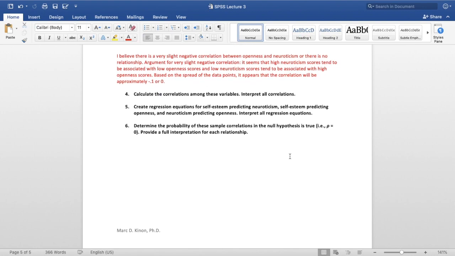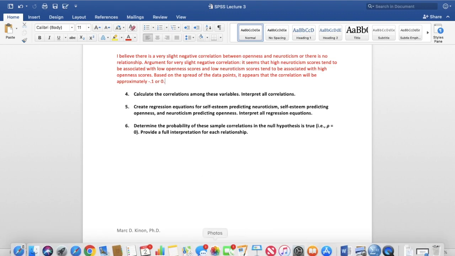Okay, cool. So again, the scatter plot is a nice way to plot the relationship between two variables. Based on the scatter plot, you can predict the magnitude or size of the correlation as well as the direction of the correlation. So that's why it's useful. Now we're going to go ahead and calculate some correlations. We're just going to find a correlation between self-esteem and neuroticism, self-esteem and openness, and neuroticism and openness.